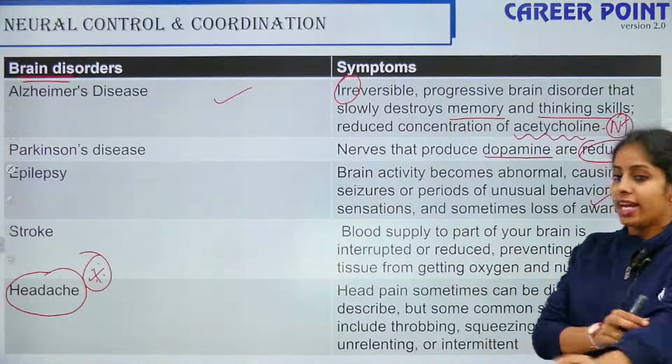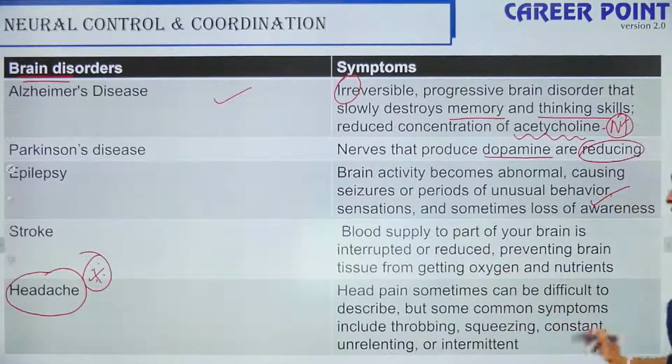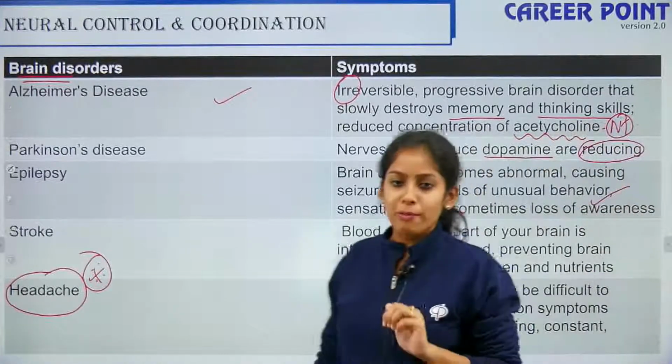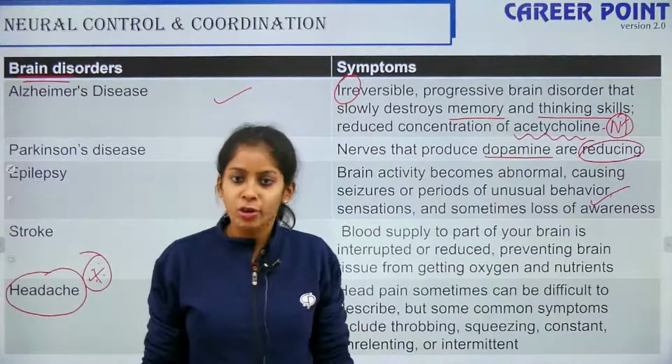So what is a headache? Head pain sometimes can be difficult to describe, of course. I cannot describe my headache. You cannot describe your headache. Even now I have a headache. You also have?